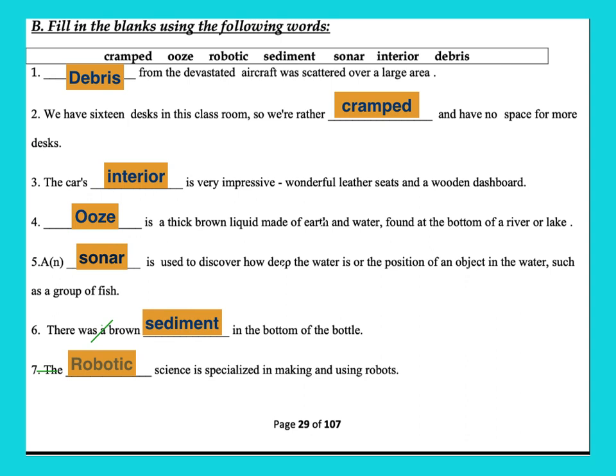Ooze is a thick brown liquid made of earth and water, mud, which means mud, found at the bottom of a river or lake. A sonar is used to discover how deep the water is or the position of an object in the water, such as a group of fish. There was brown sediment in the bottom of the bottle. Please cross the A here. We cannot count the sediment. Okay, then robotic science is specialized in making and using robots.